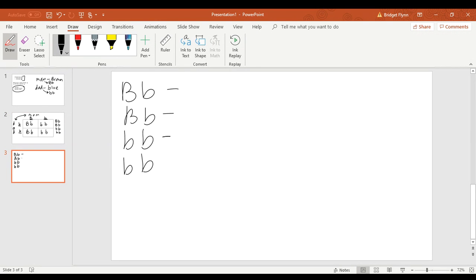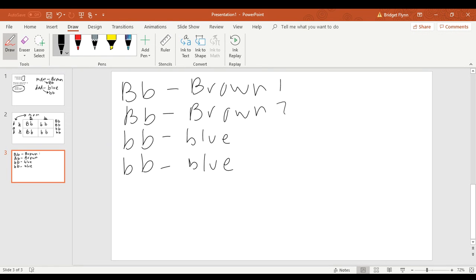So, we know that big B and little b, big B is dominant, so this is going to be brown eyes. This is going to be brown as well. Little b, that is going to be blue. Little b, going to be blue. So there's one, two, three, four possibilities.